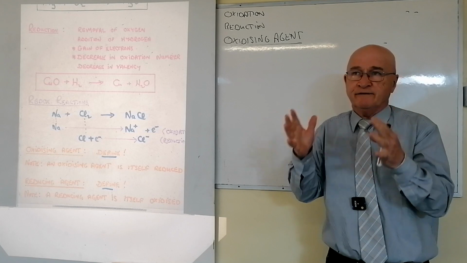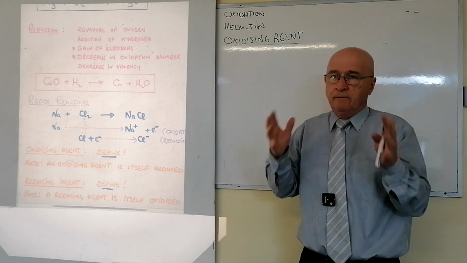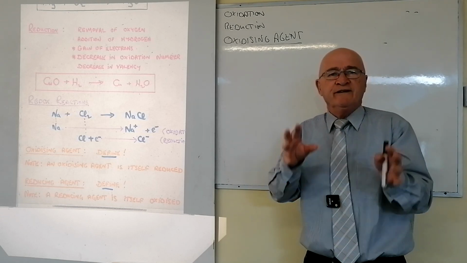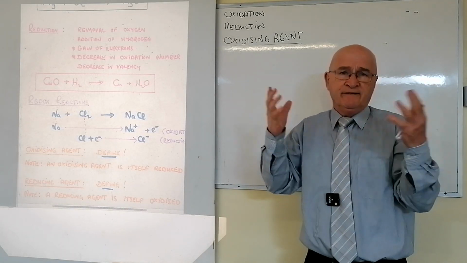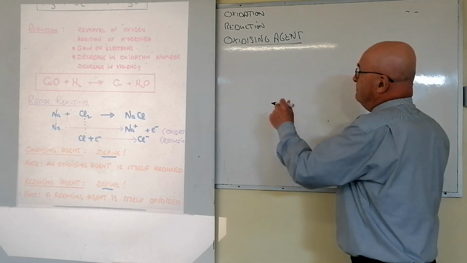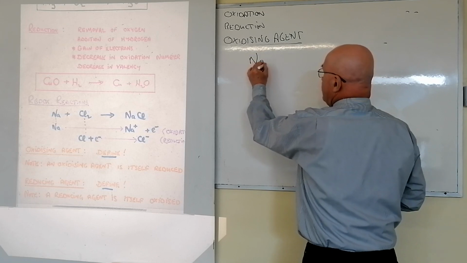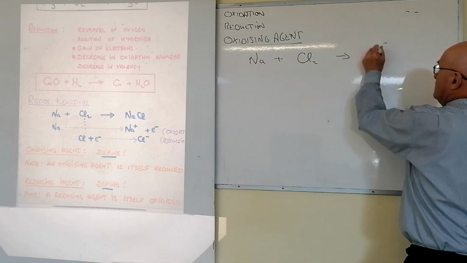Start by saying oxidation is the loss of electrons. The substance which helps with this loss of electrons by accepting those electrons is called the oxidizing agent. Okay, so I'm going to apply that now to our simple equation. There's your sodium again, there's your chlorine, and it went to sodium chloride.